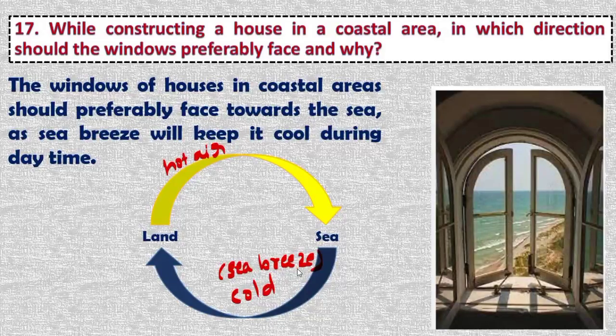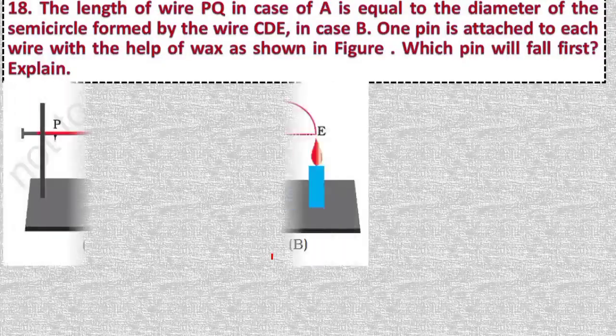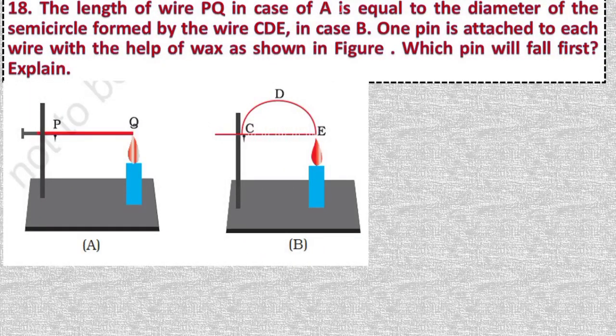Here is the next question. The length of wire PQ in case A is equal to the diameter of the semicircle formed by the wire CDE in case B. One pin is attached to each wire. With the help of which pin will fall first? Explain. Let us see, in figure A, the length of PQ is equal to the diameter of this CE. Let us assume that PQ is equal to CE.